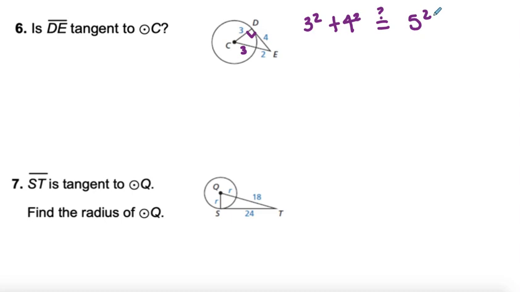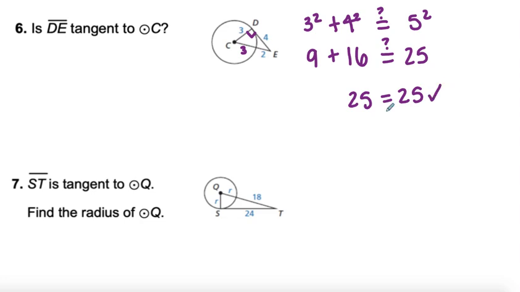If you remember your Pythagorean triples, you could recognize right away this is a right triangle because 3, 4, 5 was one of our triples. However, if you didn't recognize it, we'll go ahead and go through that process. So 3 squared is 9. 4 squared is 16. I want to see whether that's equal to 5 squared, which is 25. 9 plus 16, I do in fact get 25. So this is true, so that means that yes, it is tangent.